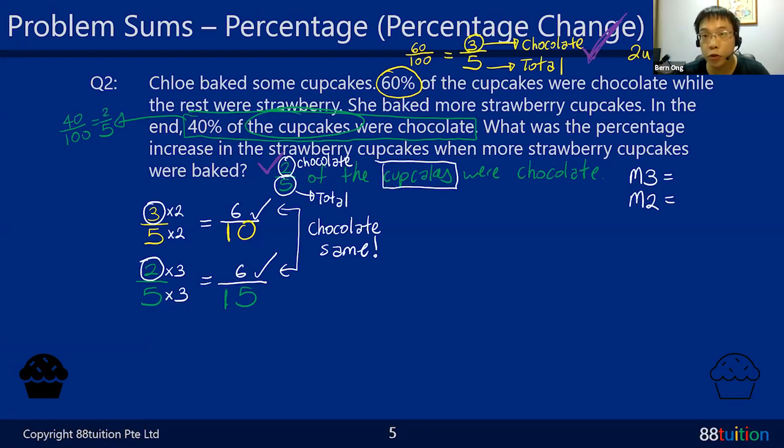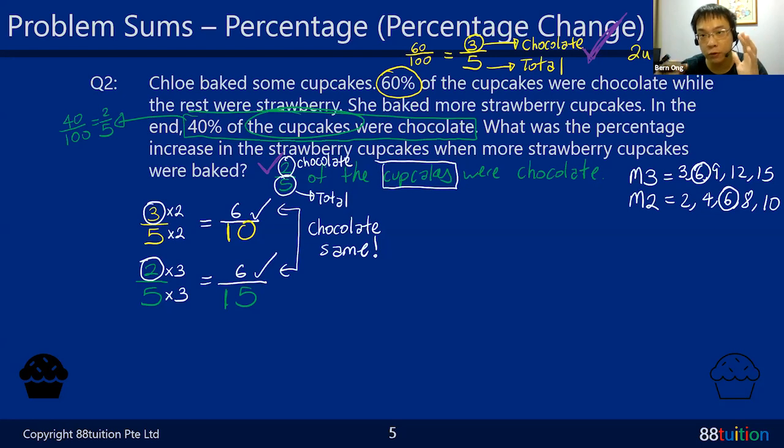So multiple of 3 means what? It's like 3 timetable: 3, 6, 9, 12, 15. What is the 2 timetable? 2, 4, 6, 8, 10. What is the common number, Chloe? Isn't it 6? This is something called the lowest common multiple. There's something that's common in between both of them.